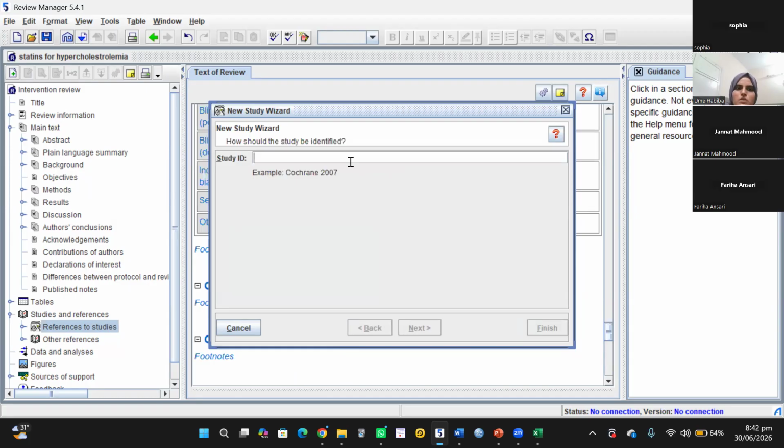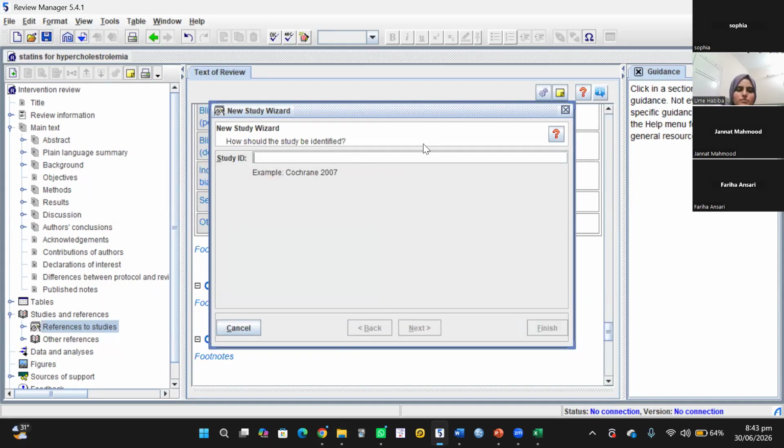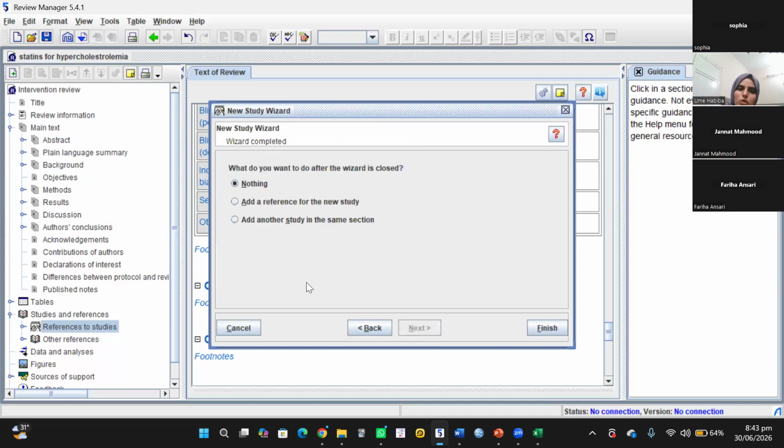Continue. Now it's asking me study ID for study number 2. What was the name of the author? Let me see. Hagiwara. Study number 2 is Hagiwara. Next. Next. What was the year? Let's say 2025, right? Next, next. What do I want to do? I want to add another study in the same section. That is my study number 3.